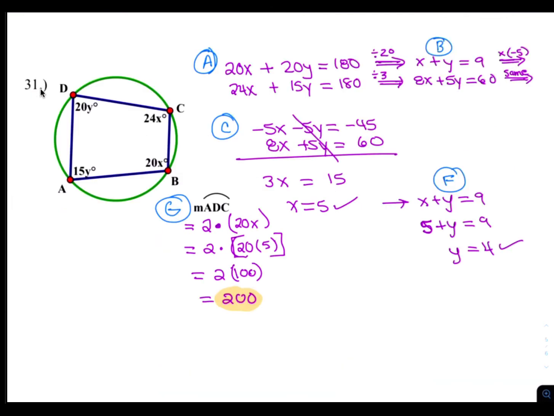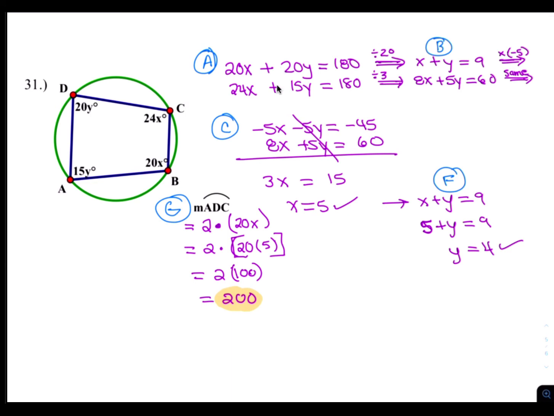All right, for number 31, it says, what is the measure of arc ADC? Now there are several steps involved, so we just sectioned them off. Here's section A, or step A. In step A, we recognize that this is a quadrilateral inscribed in a circle, and we know that opposite angles add up to 180. So we can say that 20x plus 20y equals 180, and that's what we have here on this line. Likewise, we can say that 24x plus 15y is also 180, and that's what we have on this line. Now we have a system of equations, and you remember from Algebra 1 how to solve a system of equations.